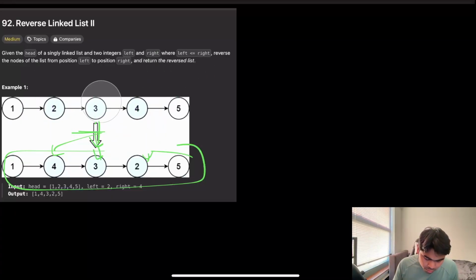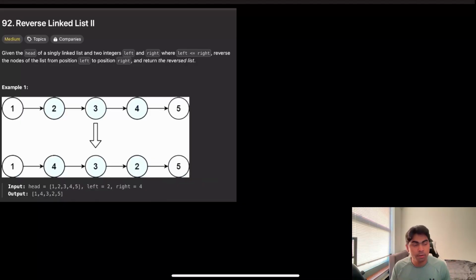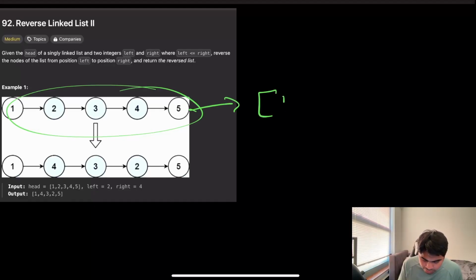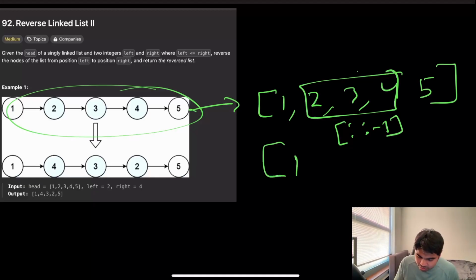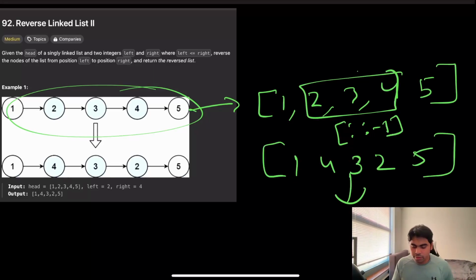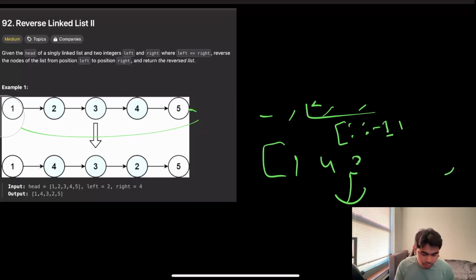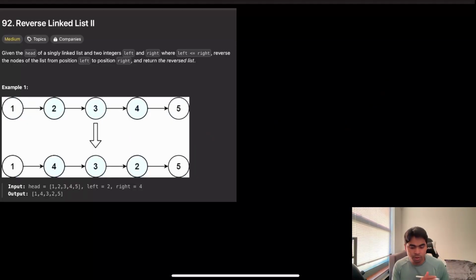Now there are a couple of ways we can do it. First is the brute force approach: take the list, convert it into an array, take this half of the array and reverse it, then convert it back into a linked list and return the head. But that's not how we're going to do it. We're going to play around with the pointers. So how do we do it?